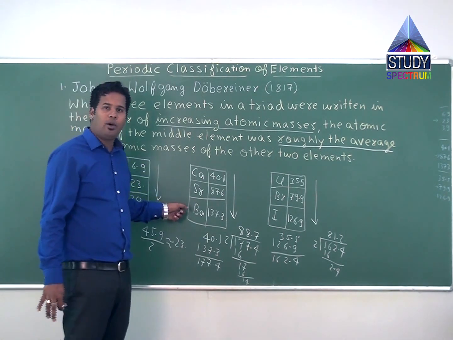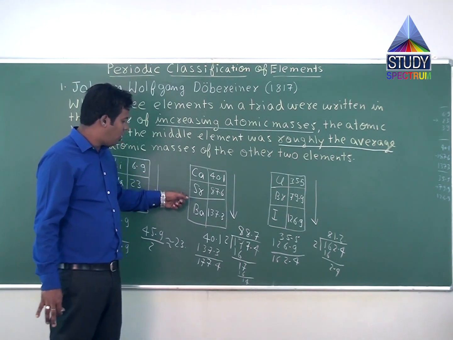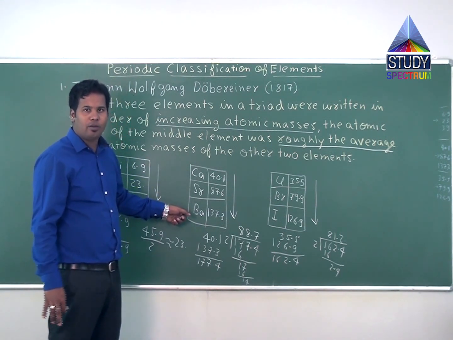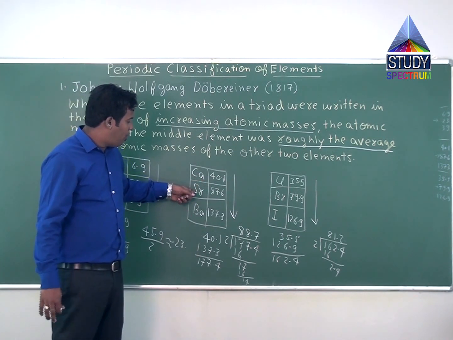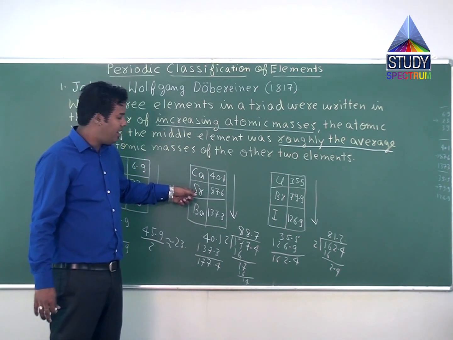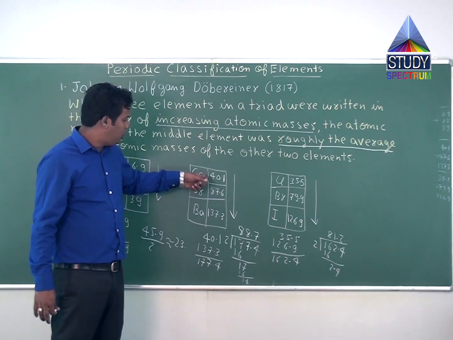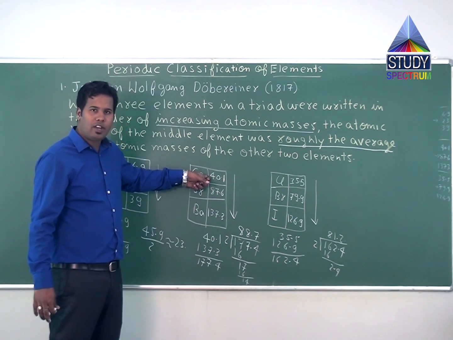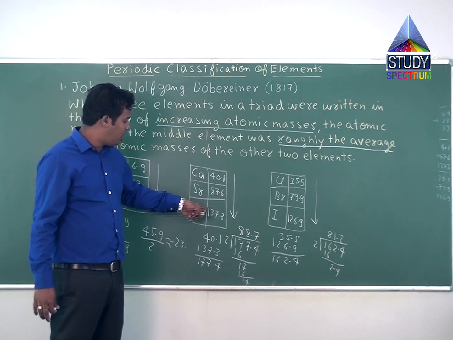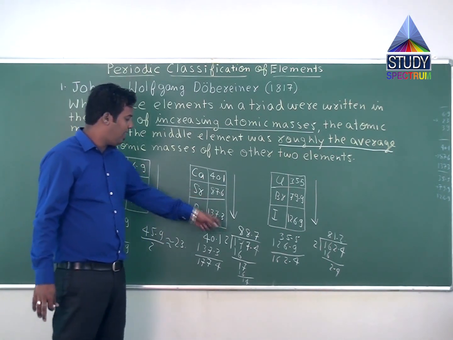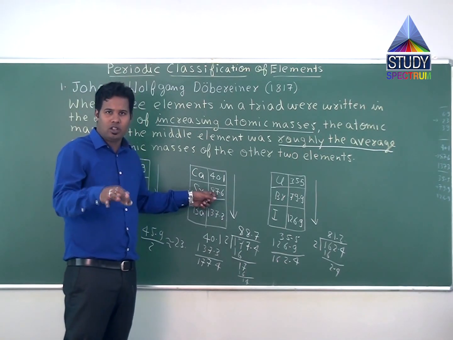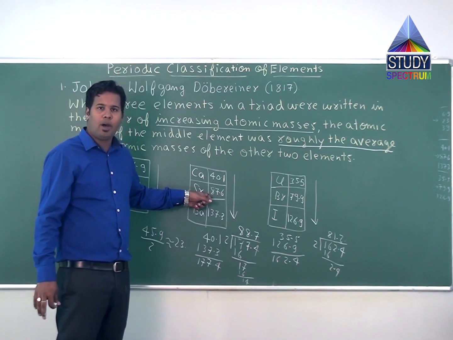Similarly, if you talk about the second triad, calcium, strontium and barium, which Dobereiner found from the known elements at that time, the atomic mass of strontium, the middle element of this triad, is 87.6. If you add the atomic masses of calcium and barium, that is 40.1 and 137.3 respectively, and divide by 2, it turns out to be 88.7, which is almost near to the actual atomic mass of strontium, that is 87.6.